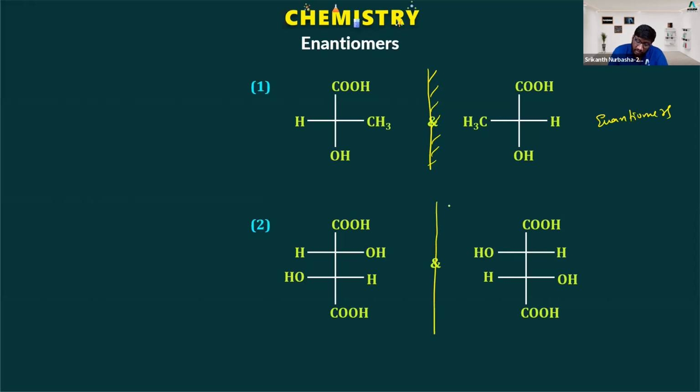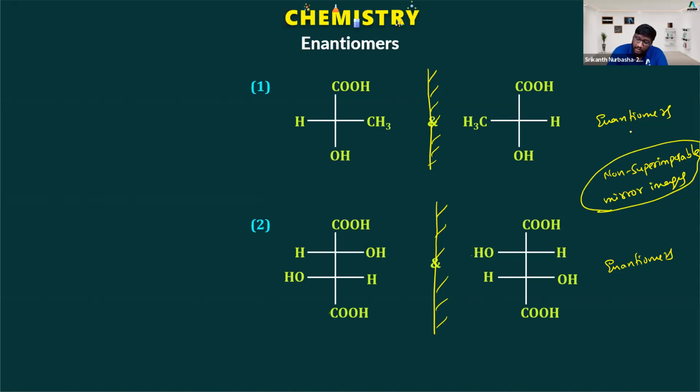Try to keep a mirror here. COH reflected, H, OH, H and OH. So again they are non-superimposable mirror images. Enantiomers. Non-superimposable mirror images are called enantiomers. So these compounds, whatever we have given in the first set and second set, they are said to be enantiomeric sets.